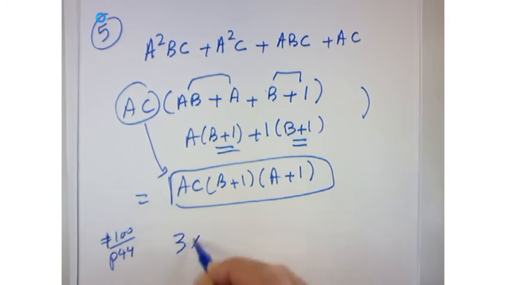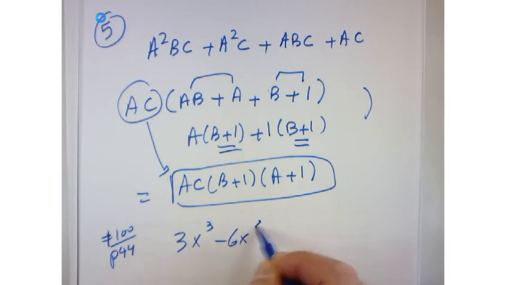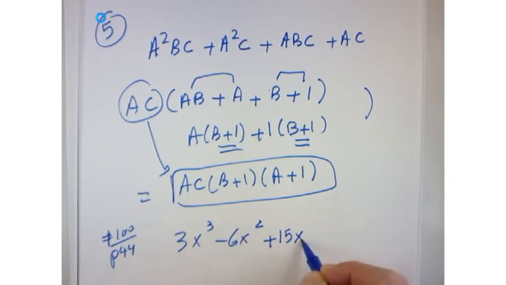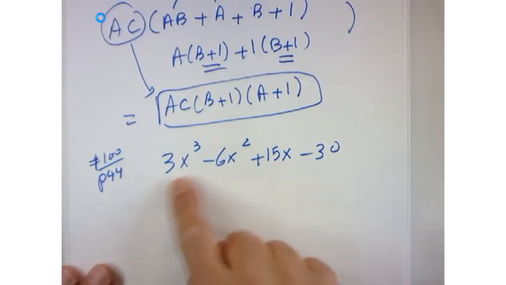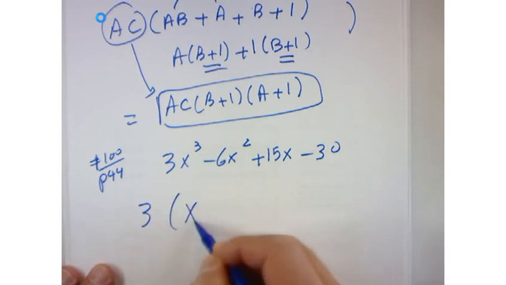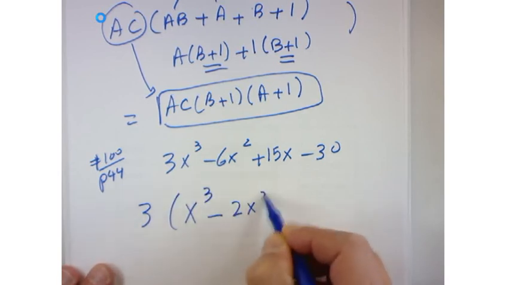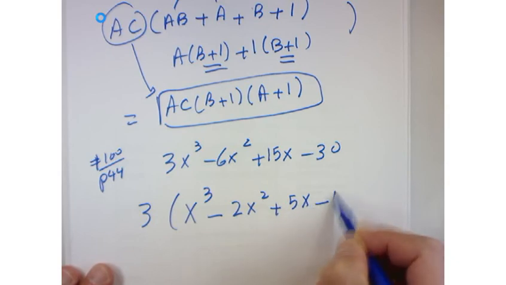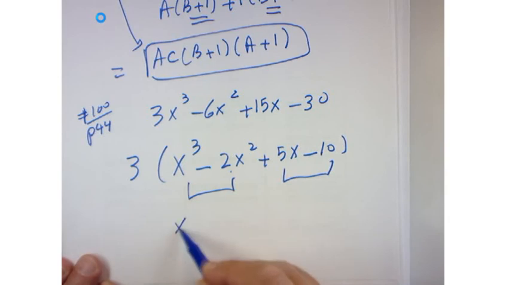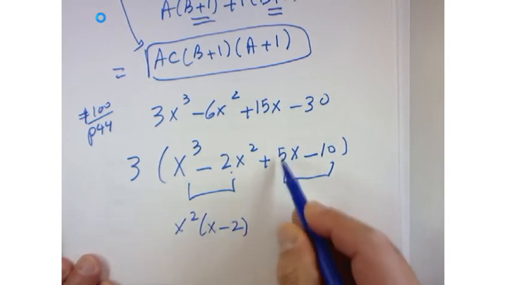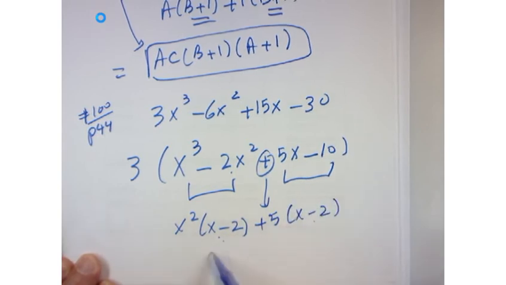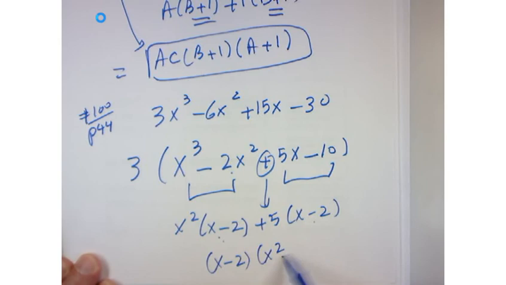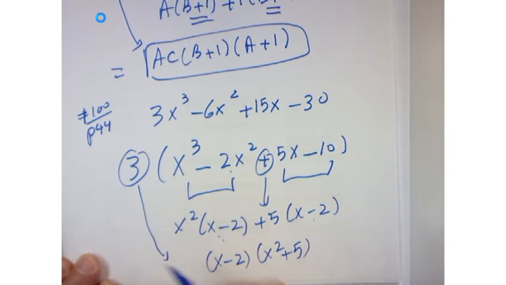So 3x cubed minus 6x squared plus 15x minus 30. Well, before we do grouping, remember the GCF is 3, so we got to pull that out first. x cubed minus 2x squared plus 5x minus 10. Then we do grouping. This we can pull out x squared, so it's x minus 2. This we can pull out a plus 5, so it's x minus 2. Again, we bring that down once. x squared plus 5, and the 3 has to come all the way down.